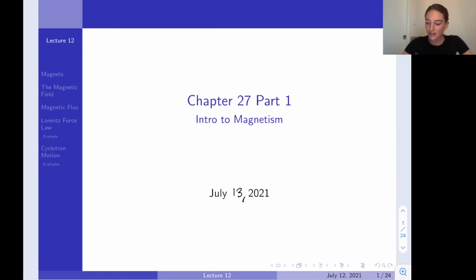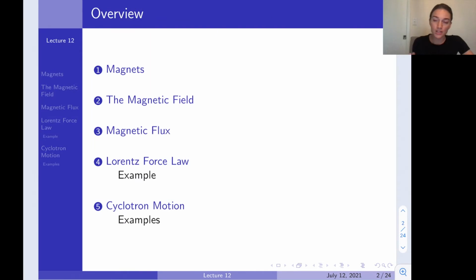All right, so today we're going to be starting chapter 27, which is the beginning of our unit on magnetism. Today we're just going to have a small introduction to magnetism, magnetic flux, magnetic forces, and then in chapter 28 we'll look at how to calculate magnetic fields.